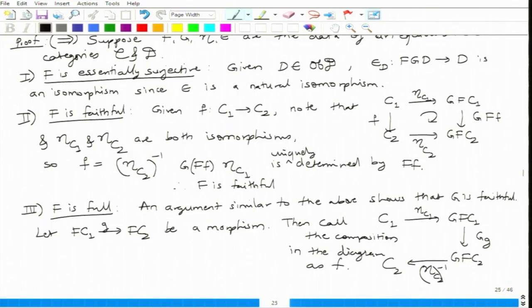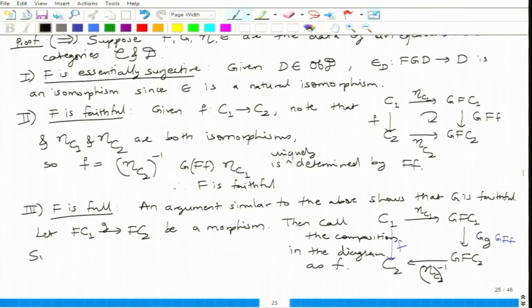If you put eta C2 inverse, I can change its direction. Even if I put GFF over here, then also this diagram commutes. I am putting this F over here, that's our name. So with F, there are two different morphisms, GG and GFF, such that this diagram commutes. But G is faithful. Therefore, yes.